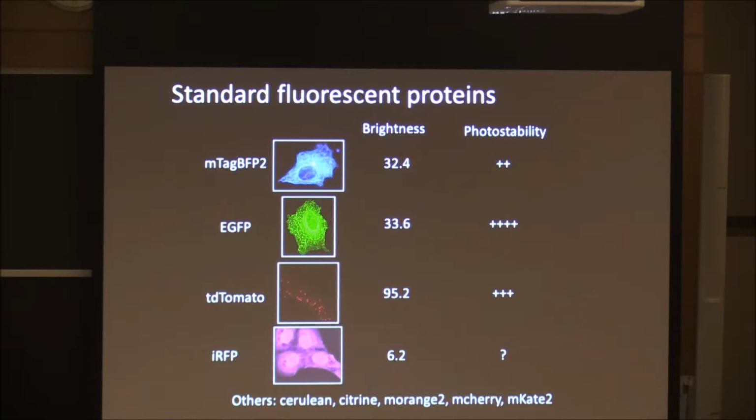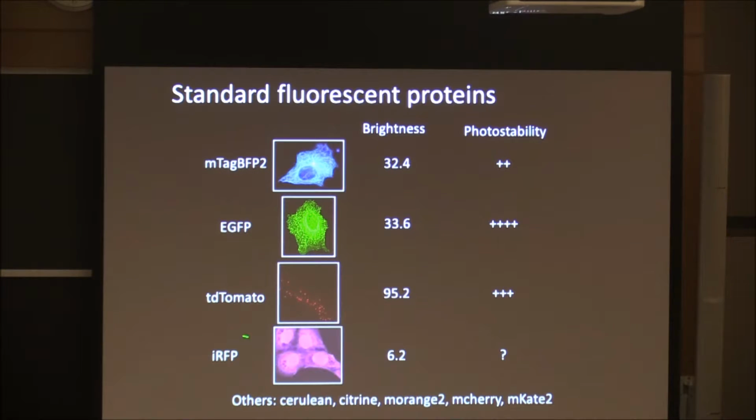EGFP is still a great protein. It works well, fantastic in the green channel. tdTomato is kind of my favorite in the orange-red range. It's a lot brighter than mCherry, and it's more orange, which means you don't have to worry about sort of spectral separation in the red, far red range.